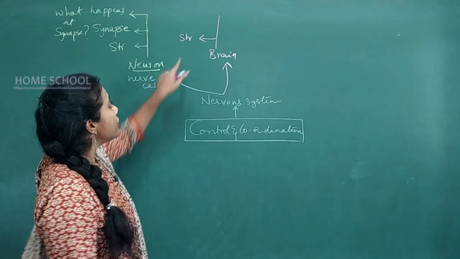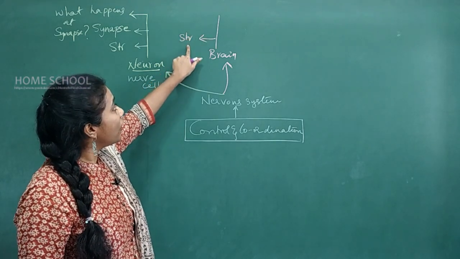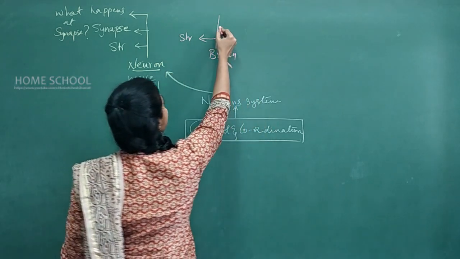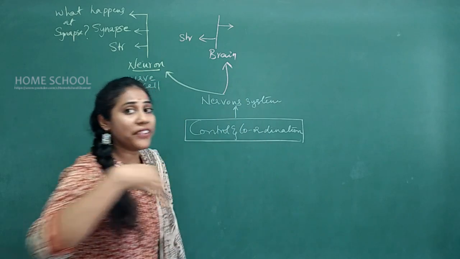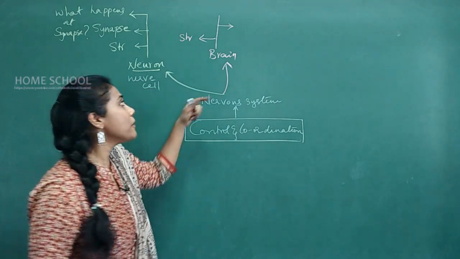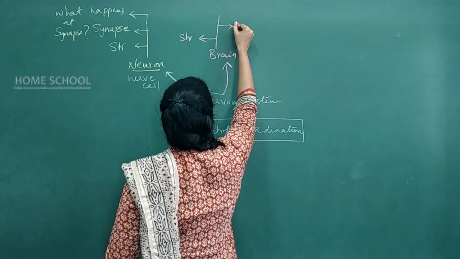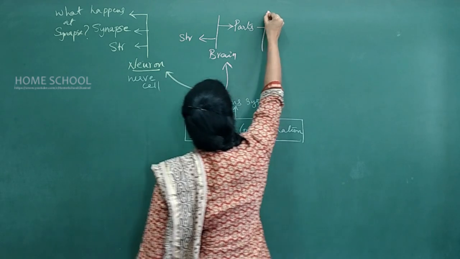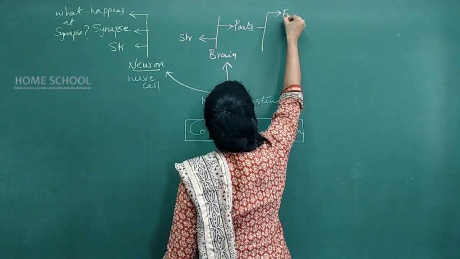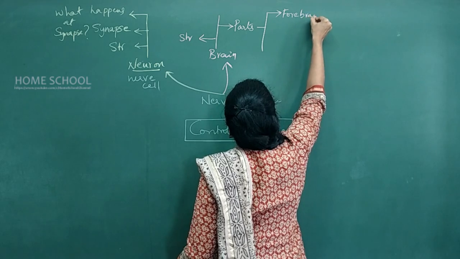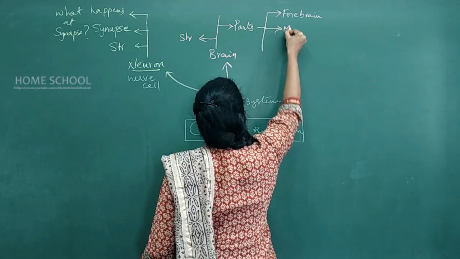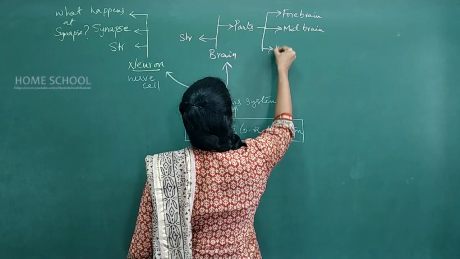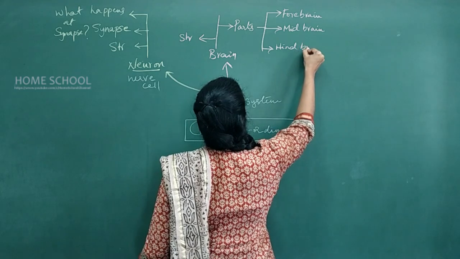After practicing the diagram of the human brain, the next important thing is the functions of different parts of the brain. Brain mainly has three parts, right? For example, you have forebrain, midbrain and hindbrain. These are the different parts of the human brain.